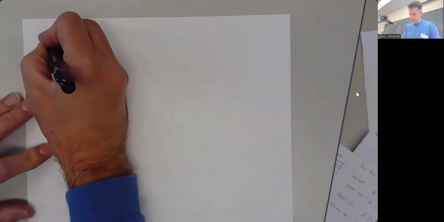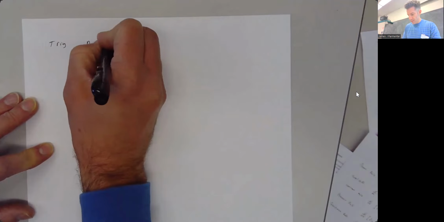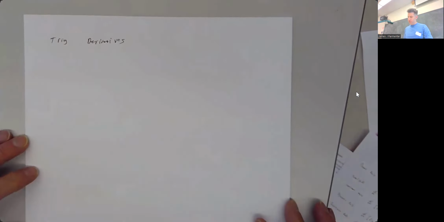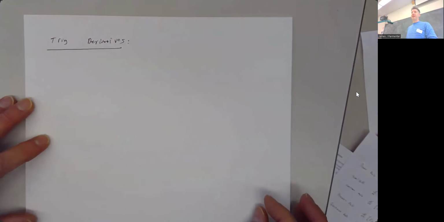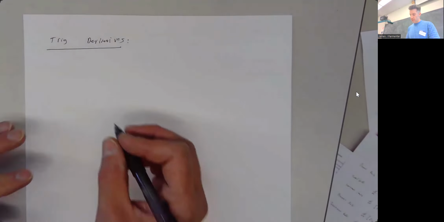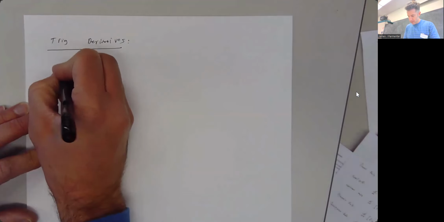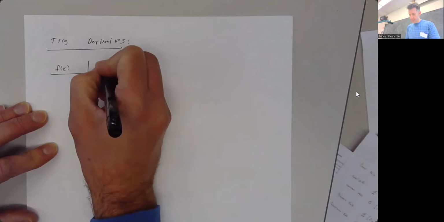Trig derivatives. And we're going to write both the regular version. Sorry, my handwriting is just not always good, as you guys already know. So trig derivatives, let's write down the functions. We'll do it like this, and their derivatives. So f of x and f prime of x.